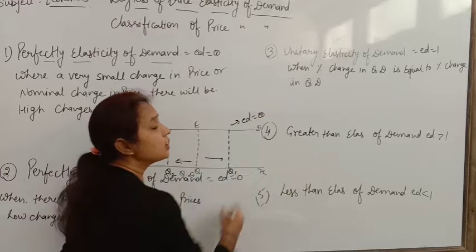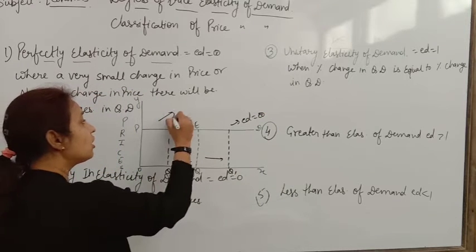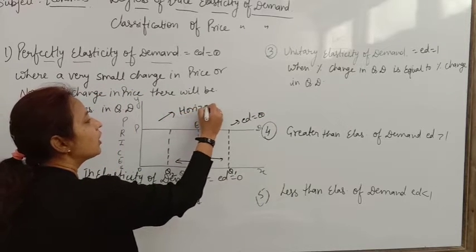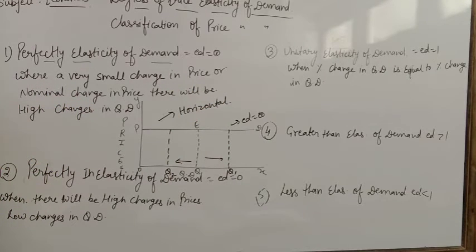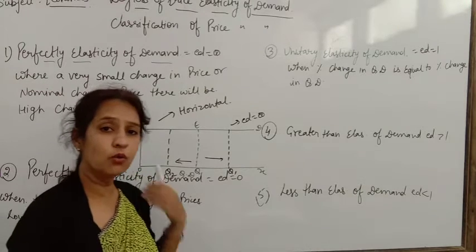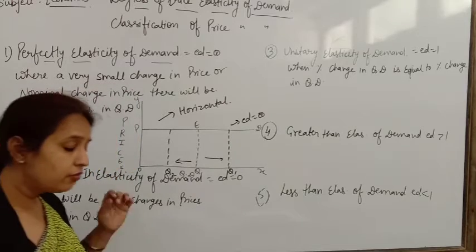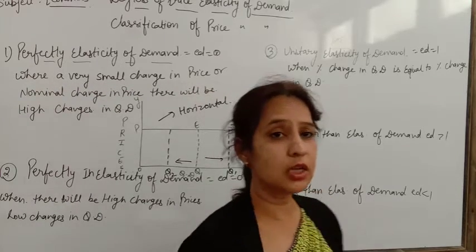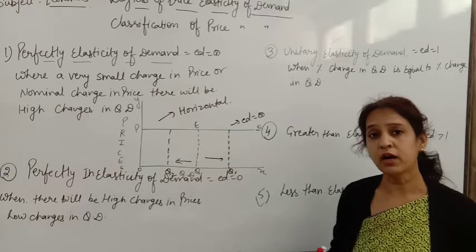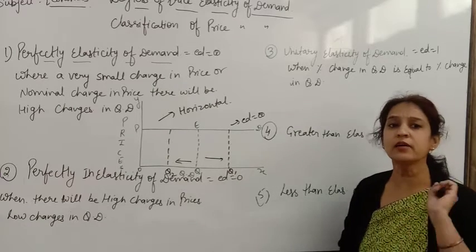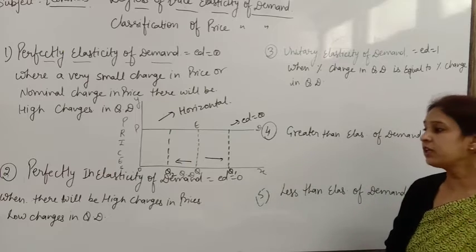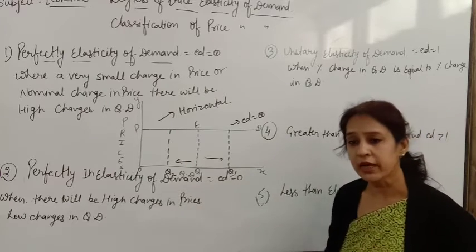And the demand curve is in which situation? Horizontal. That means the demand will be perfectly elastic. Clear? Next, perfectly inelastic demand, in which demand will not change. It means if there are higher changes in the prices, the quantity demanded remains constant. There will be no change in quantity demanded, still there will be higher changes in the prices.